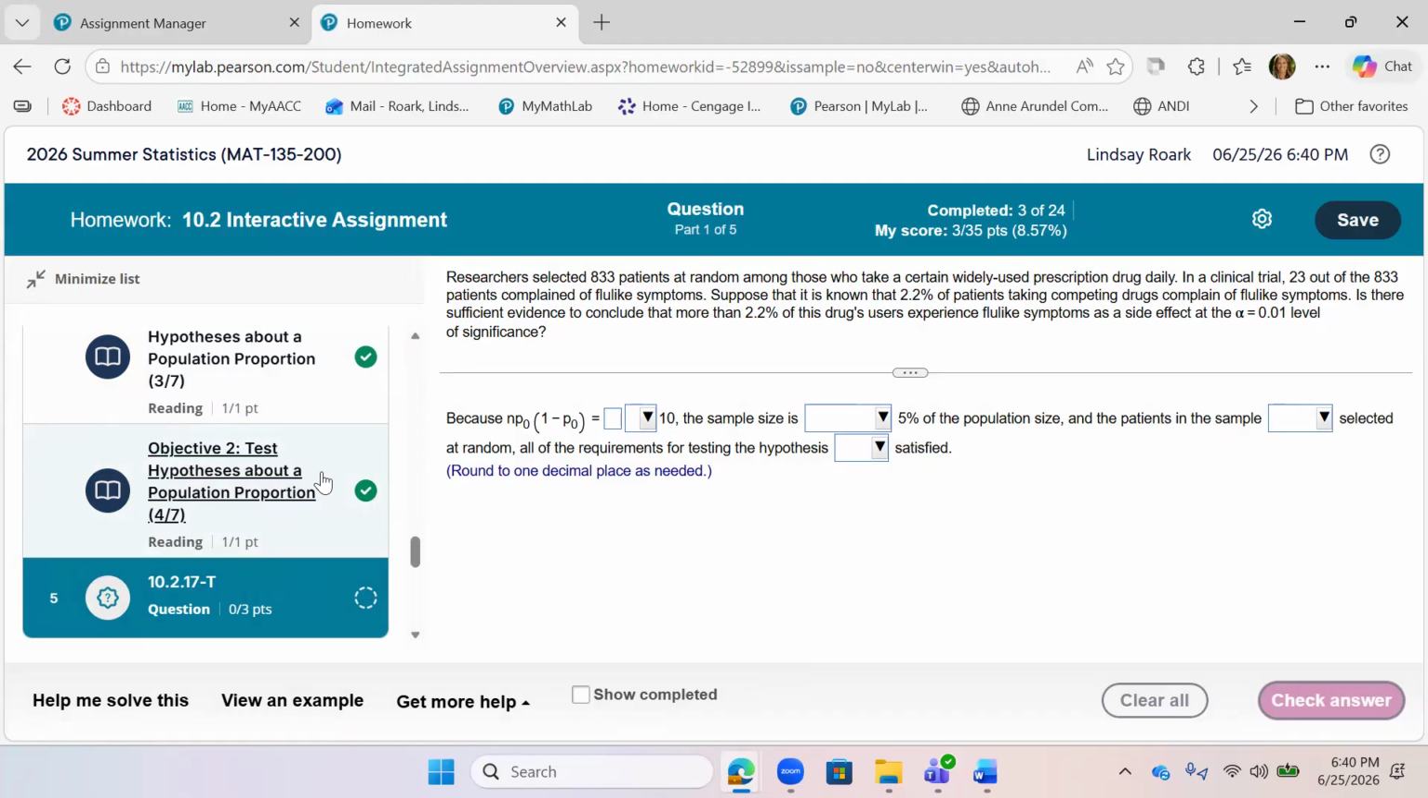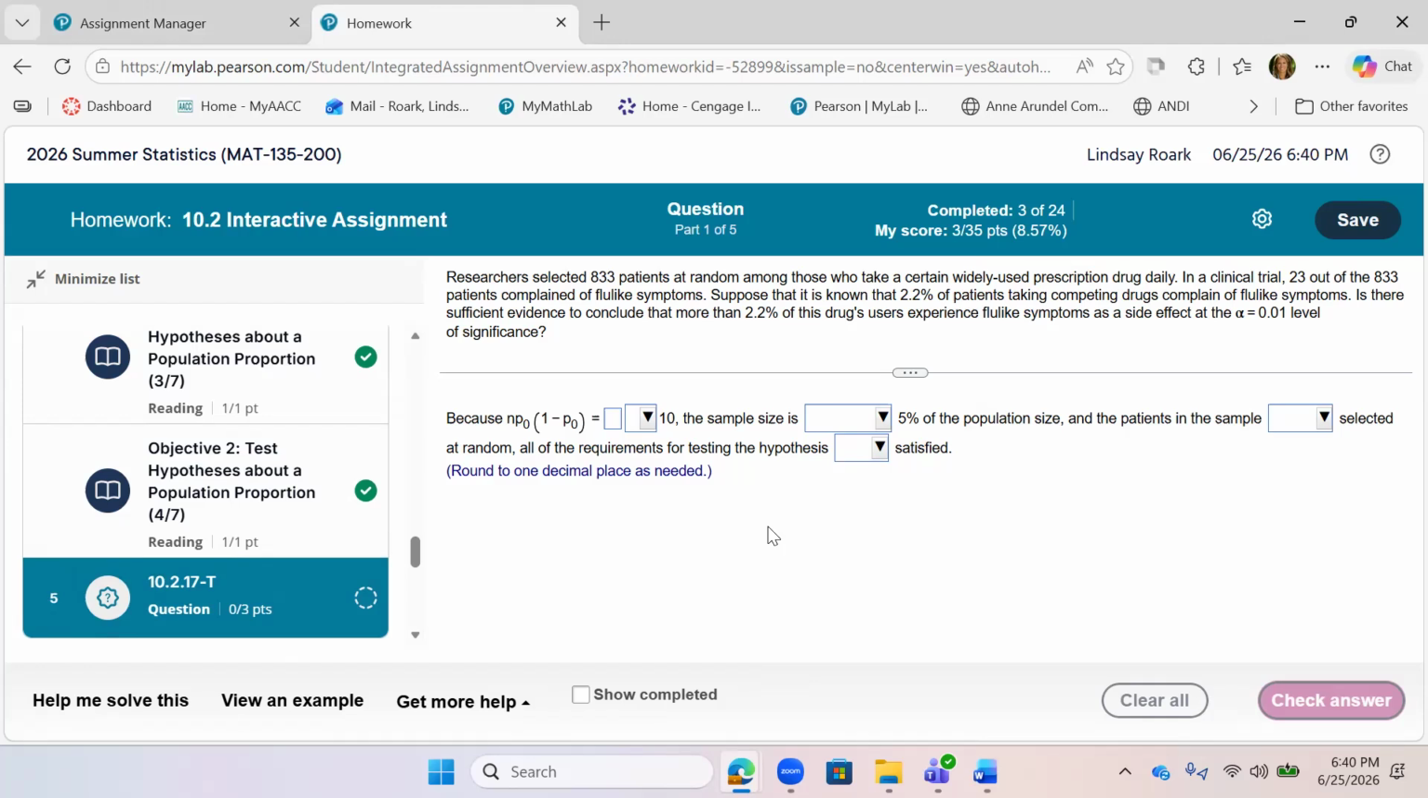So researchers selected 833 patients at random among those who take a certain widely used prescription drug daily. In a clinical trial, 23 of the 833 patients complained of flu-like symptoms. Suppose that it is known that 2.2% of patients taking competing drugs complain of flu-like symptoms. Is there sufficient evidence to conclude that more than 2.2% of this drug's users experience flu-like symptoms as a side effect at the alpha equals 0.01 level of significance?